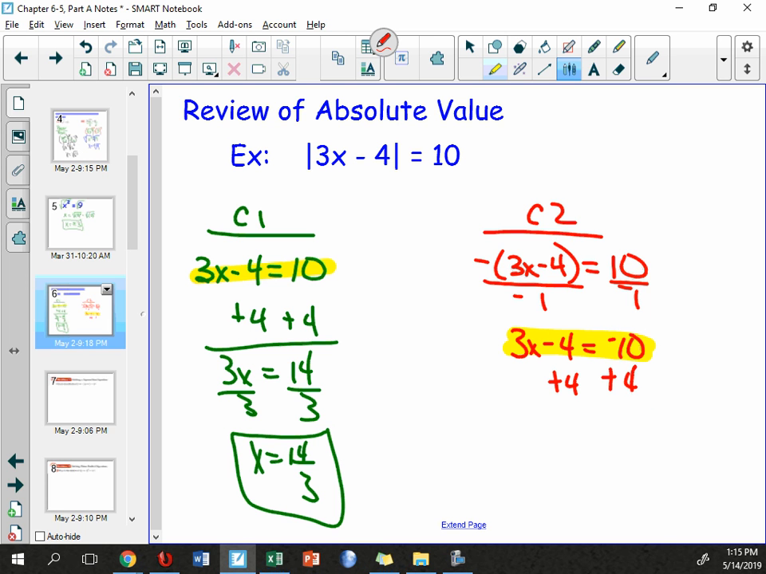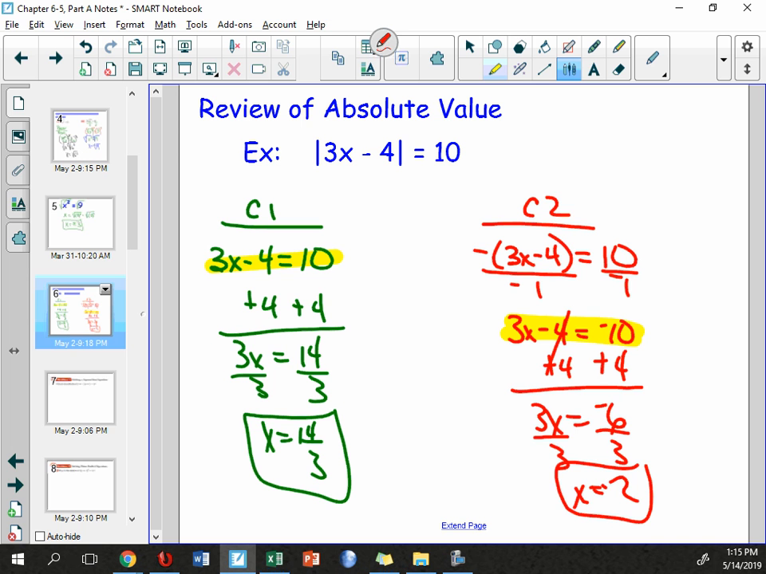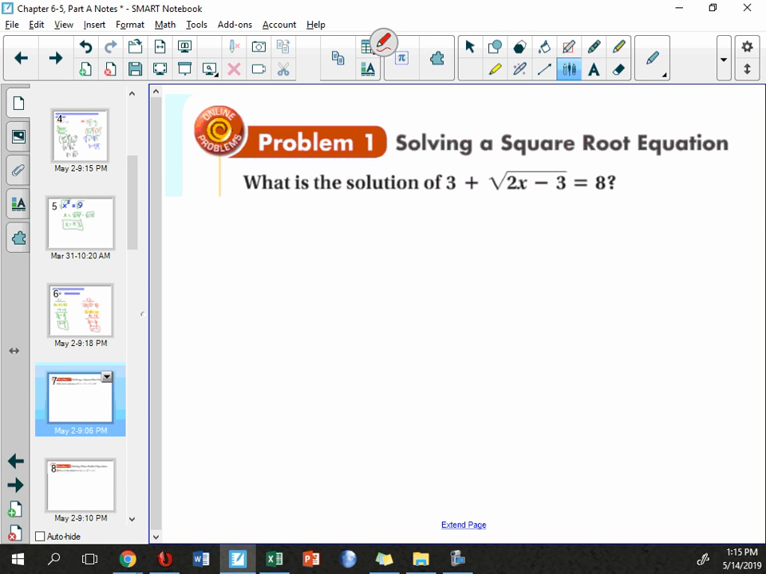You add 4 to both sides. You have 3x is equal to -6. Divide by 3, and x is equal to -2. Now, if you recall, I made you check for extraneous solutions by plugging and chugging and making sure the right-hand side is equal to the left-hand side, correct? Okay, we're not going to check this one right now, but I wanted to remind you of when we used extraneous solutions.